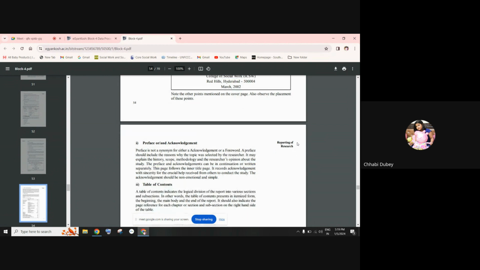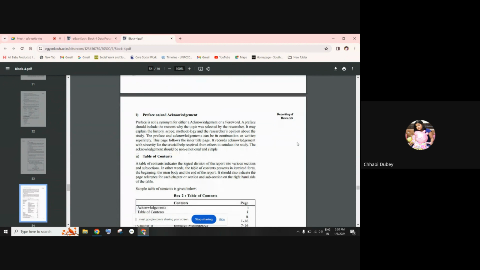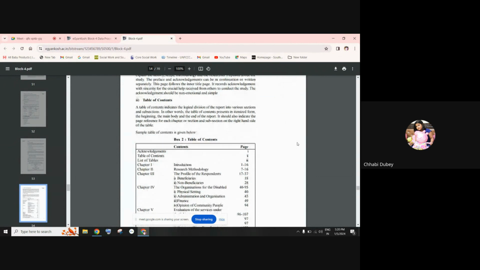Next comes the table of contents, where we will be talking about the logical division of the report into various sections and subsections. So the different sections that we have included and the different subsections that we have included. Okay, for the research purpose, we are going to write that in the table of contents. So they have given a sample of how this table of contents has to be written.